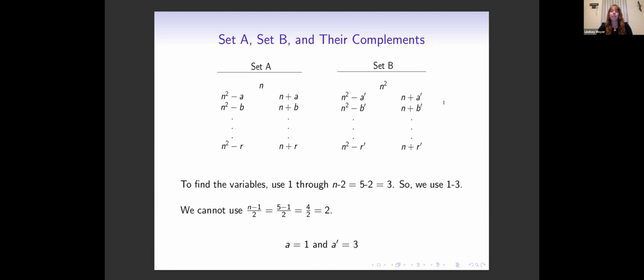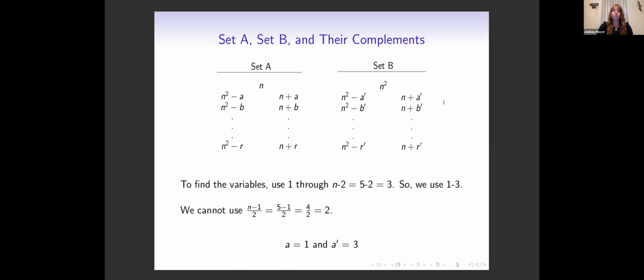And then set B is n squared minus a prime, n plus a prime, as many rows as you're going to need. If you notice for set A, we're going to need 3 numbers, and same with set B. So we're going to need the variables a and a prime. To get the values for this, we're going to use 1 through n minus 2, so 1 through 3. However, we can't use the value in the corners, which is n minus 1 divided by 2, so we can't use 2. So I designated a to be 1 and a prime to be 3.